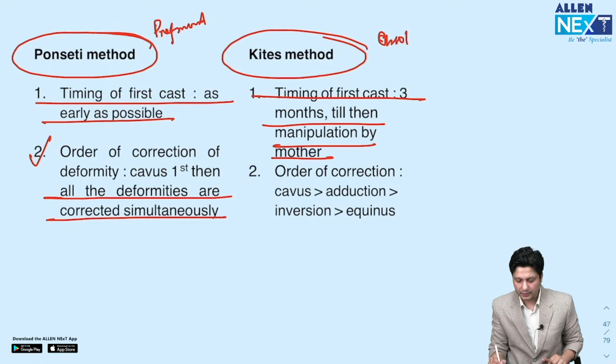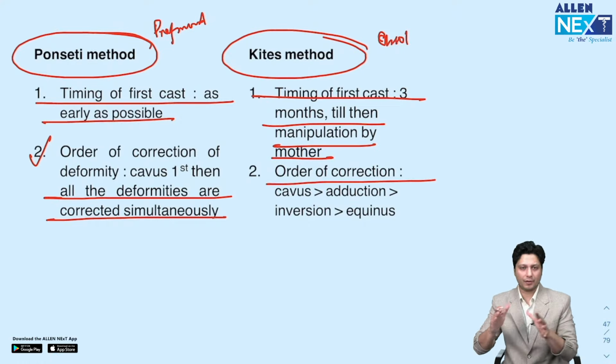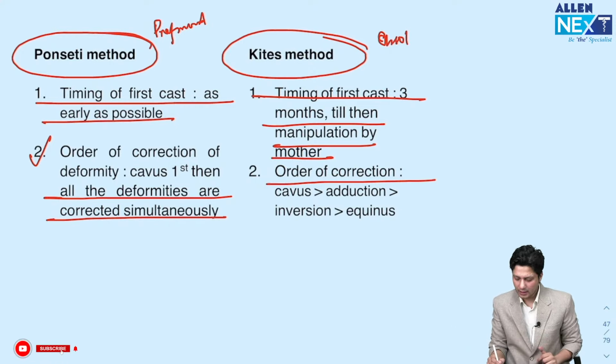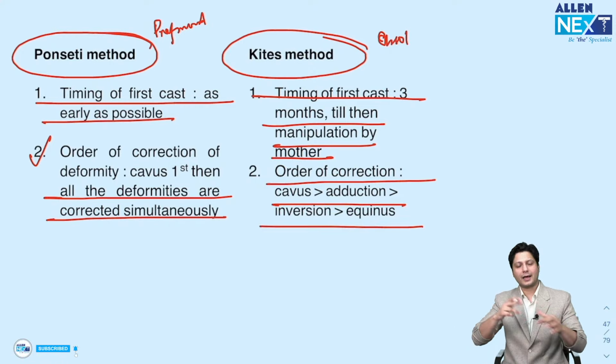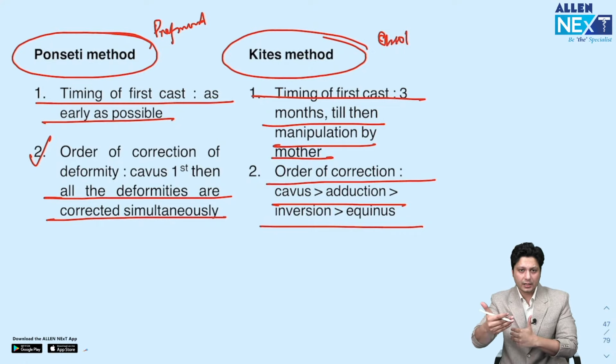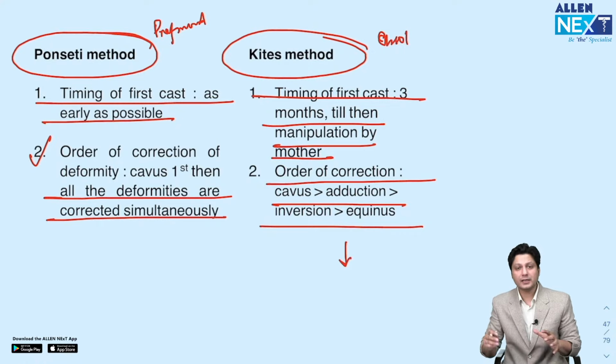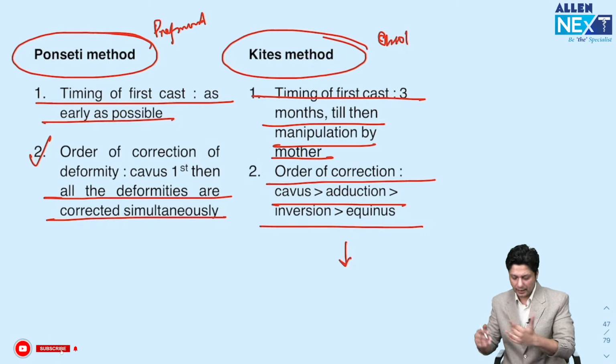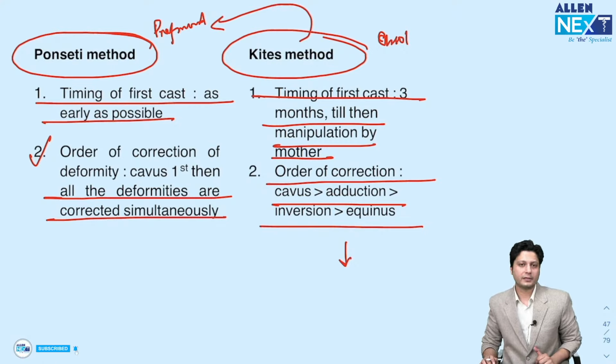But in case of the Kites method, there is an order that you have to follow. First cavus, then adduction, then inversion, then equinus. Obviously, because all the deformities are directly or indirectly connected to each other, that is why it has the inferior outcome. The treatment becomes longer and the outcomes become inferior. That is the reason why the preferred method is the Ponseti method.